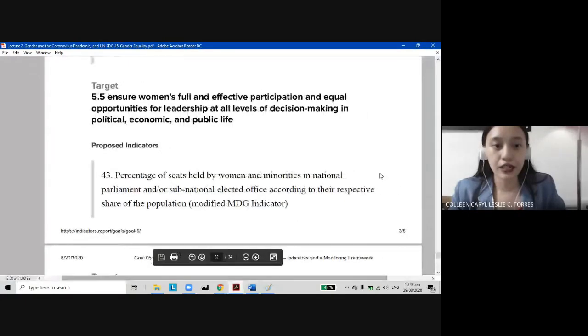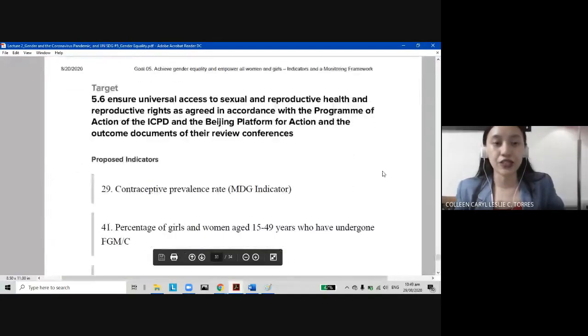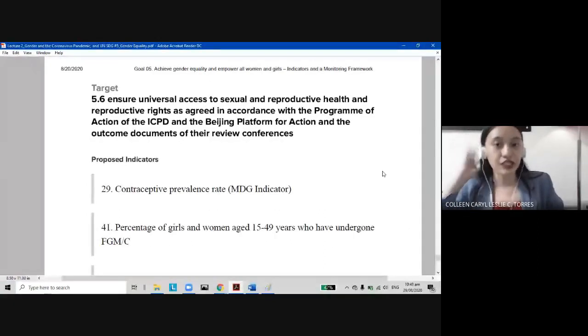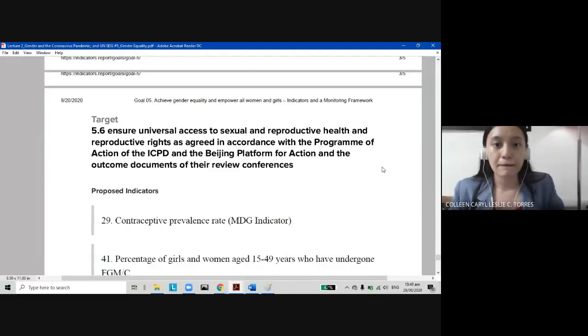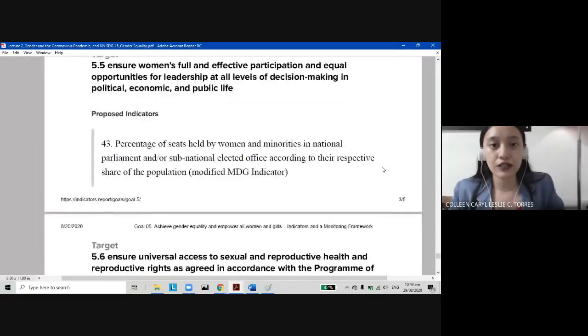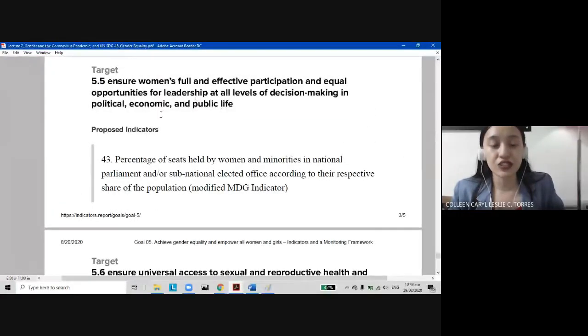Then another indicator for gender equality would be ensure universal access to sexual and reproductive health and reproductive rights. Now, please note that these indicators don't just refer to women. Hopefully, there could also be more representation of the LGBT in governance, so full participation in leadership.